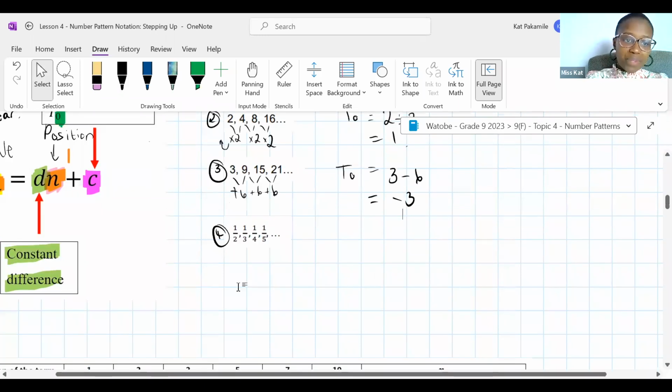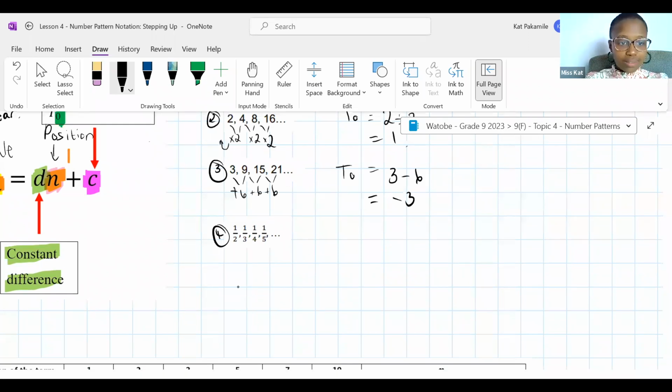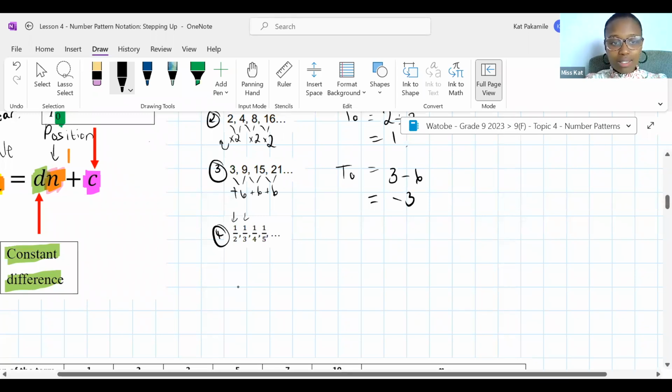Okay, guys, let's talk about the last one. We can see that there are sort of 2 patterns happening over here, right? The numerator is just staying 1. Tell me what's happening in the denominator. Counting forward, brilliant, Chichi. It's natural numbers. So T0 would be what?